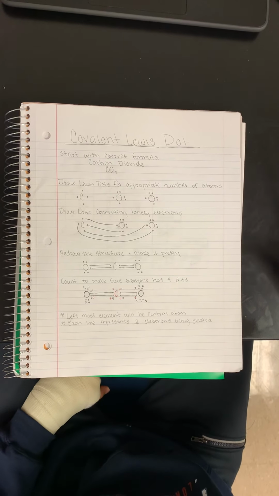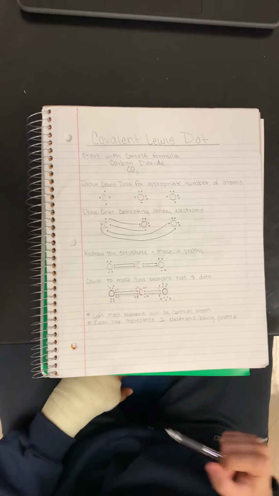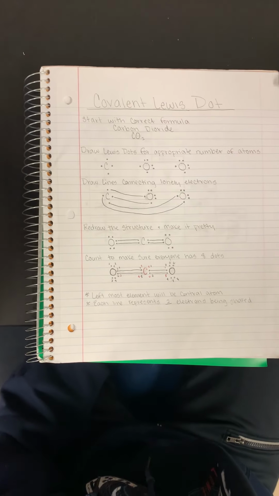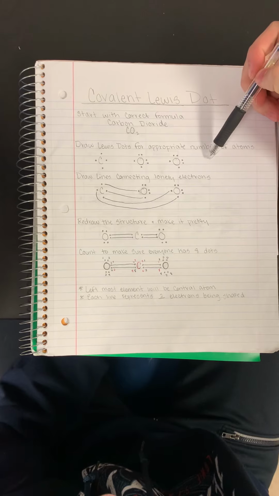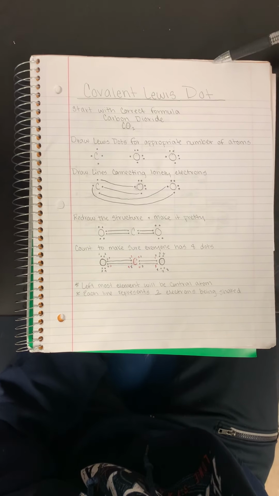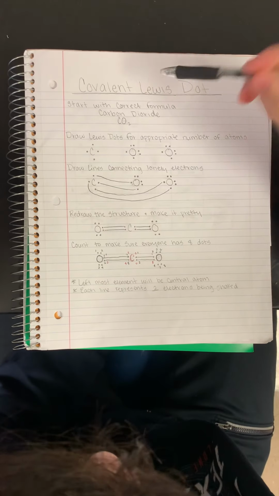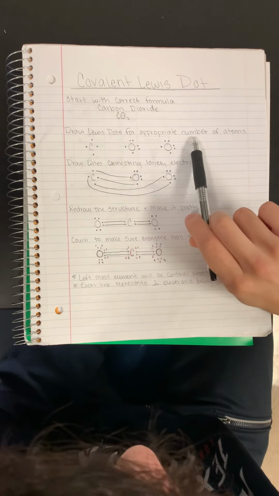Hello class, today we're going to be learning about covalent Lewis dot notes. As always, we want to start with the correct formula. Today we're going to use carbon dioxide, which if you know proper nomenclature, you can just make that out to be CO2. So our next step would be to draw Lewis dots for the appropriate number of atoms, right?